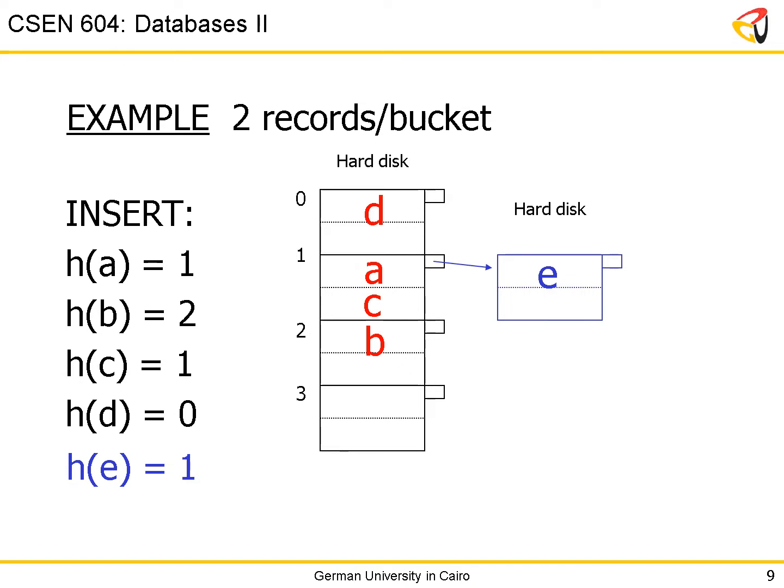Okay? Now, why are we doing this? Because we cannot simply make the bucket here or the page bigger. Instead of storing 2, we will store 3 or 4. Okay? So what we're going to do is we will solve the problem using overflow pages.